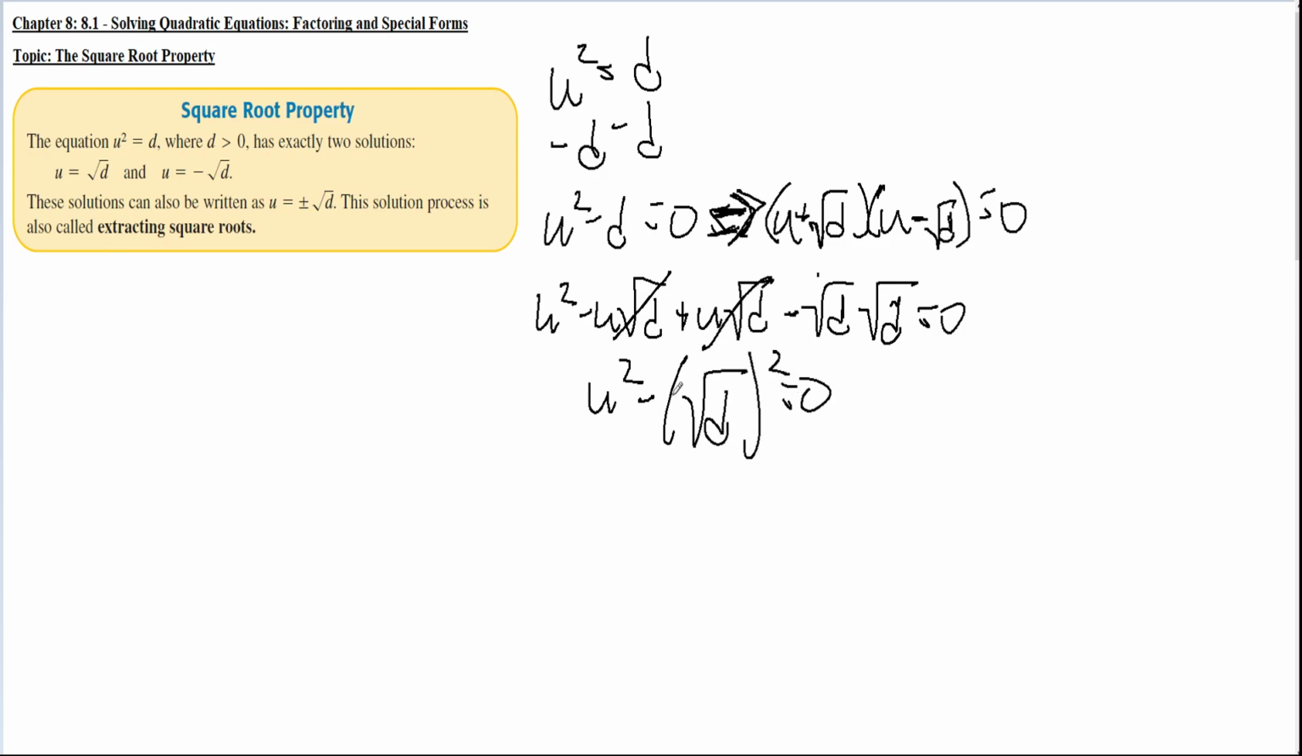And if we remember back in chapter 7, when the index of our radical is equal to the same power, well, they just cancel each other out. So we're left with u squared minus d equaling 0, which is the same thing that we started with back up here. Okay? So just to go through some quick examples, let me go ahead and now get rid of this.